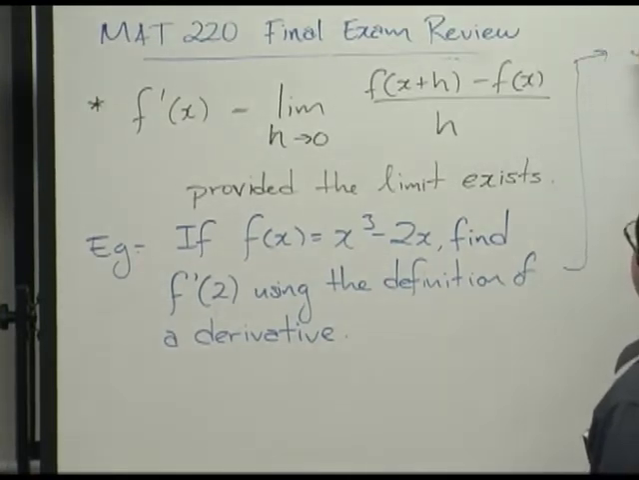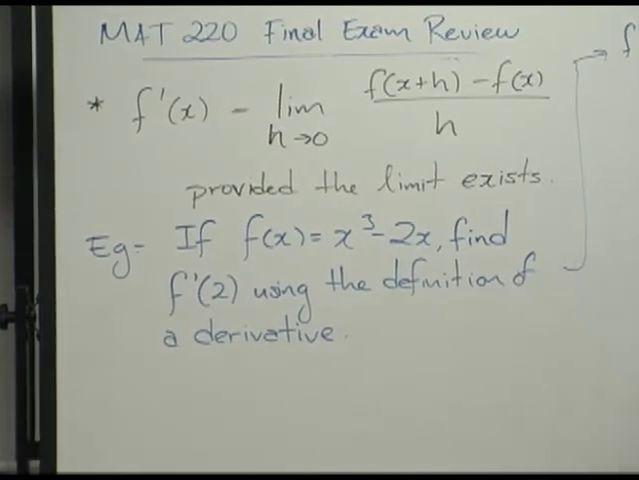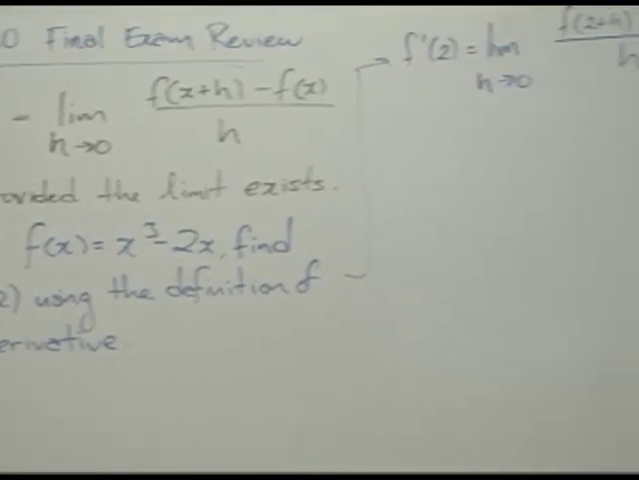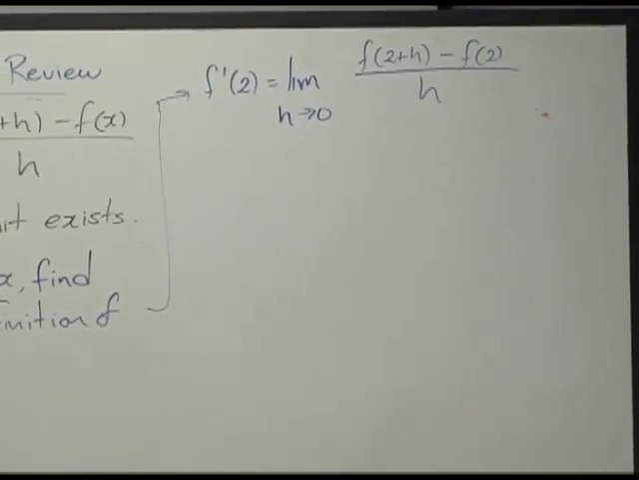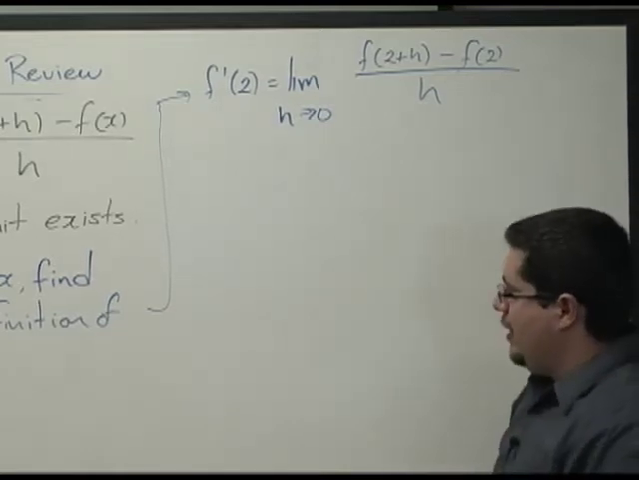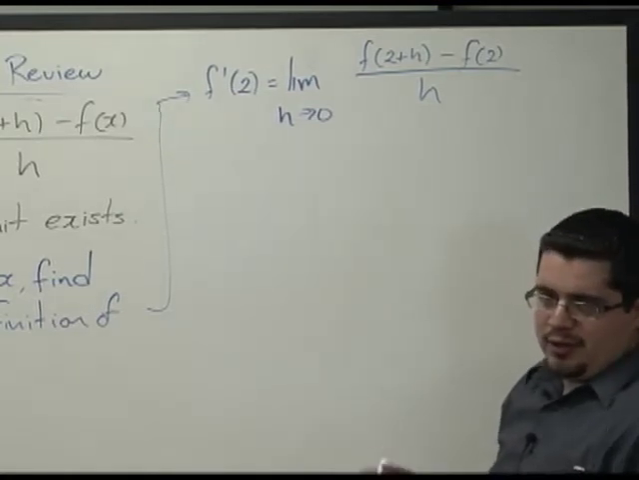Well, this means that f prime of 2 needs to be equal to this limit as h goes to 0 of f of 2 plus h minus f of 2 all over h. Okay, so what do we do next? Just plug it in, right?